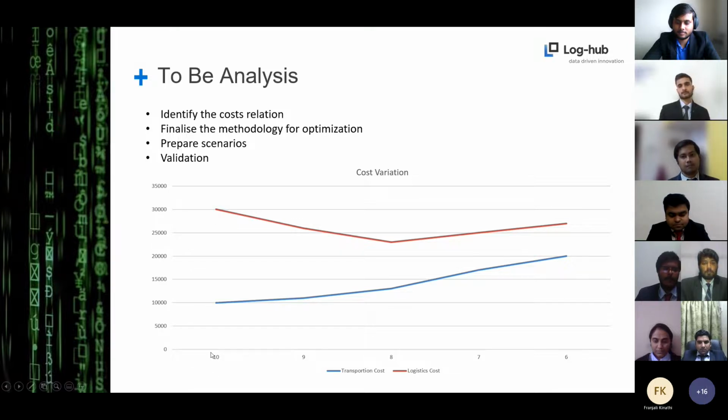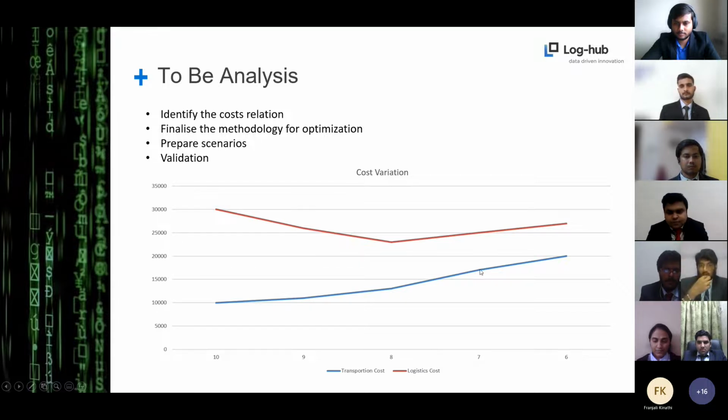So for example, let's take this scenario. This is your number of warehouses. You have 10 warehouses at this point of time, and you have the transportation cost as well. When you have 10 warehouses, the transportation cost is 10,000 rupees. When you reduce to 9 warehouses, your transportation cost slightly increases. But what happens to your overall logistics cost? It has reduced. Similarly, when you reduce one more, with 8 warehouses, your transportation cost has increased, but your logistics cost is still reduced. If you reduce your warehouses by one more, you have 7 warehouses.